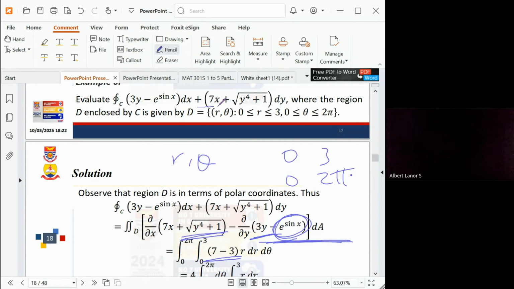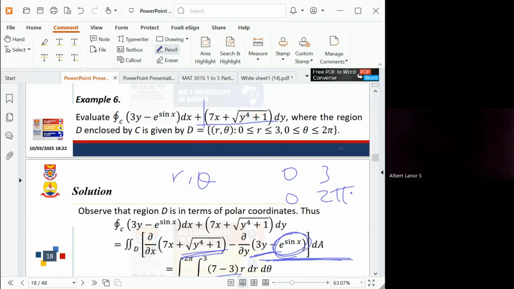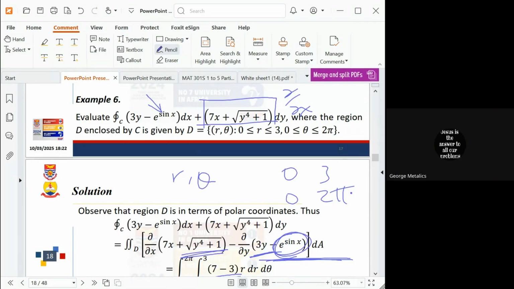Yes. So you differentiate this second term here, the one that has a dy, with respect to x. Then you differentiate the first part. Okay, it's clear now. Thank you. The line is breaking, but it's clear. Thanks.